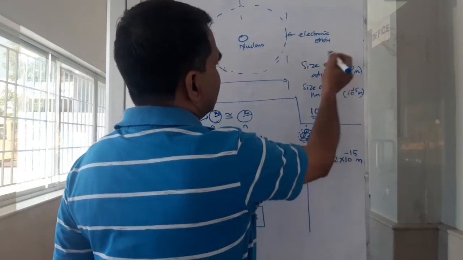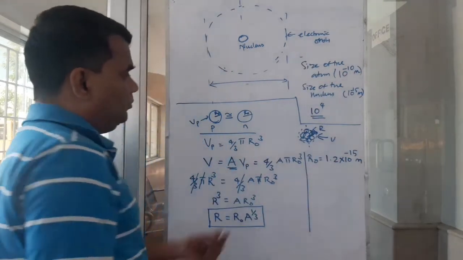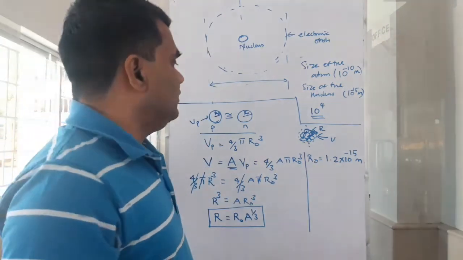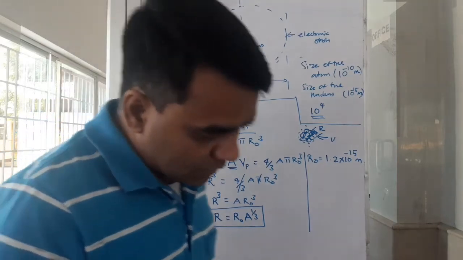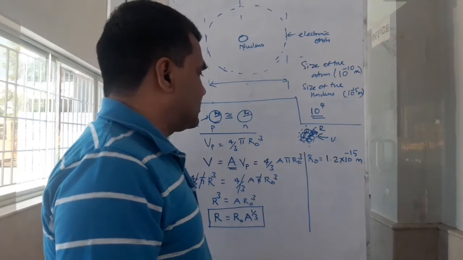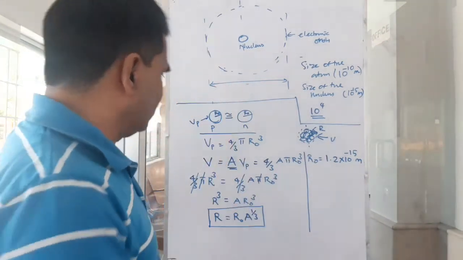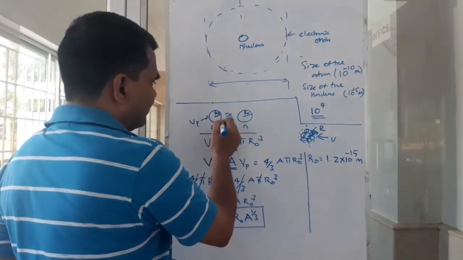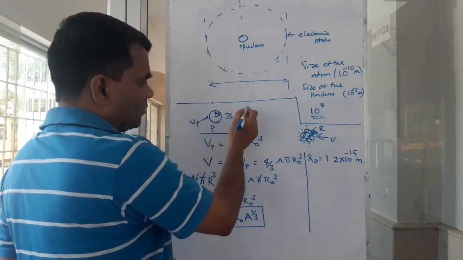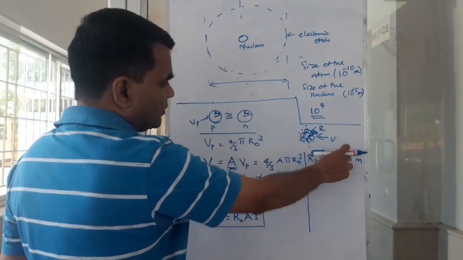So that's the size of the nucleus for hydrogen. It's 10 to the power minus 15, so that's what you see. 1.2 into 10 to the power minus 15, that's the radius. Okay. So what happens is that I can find the density for this. I know the mass of a proton or neutron, and I know the radius, 1.2 into 10 to the power minus 15.